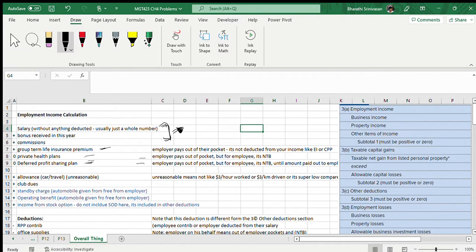But any contribution along the way is non-taxable, which is why it's zero. When it comes to calculating the income, it's not something that you have to consider. Just ignore it.